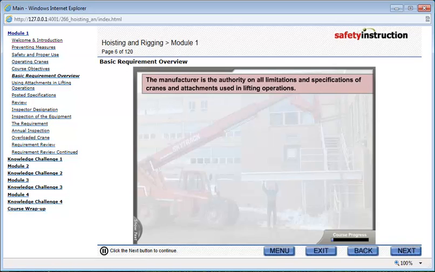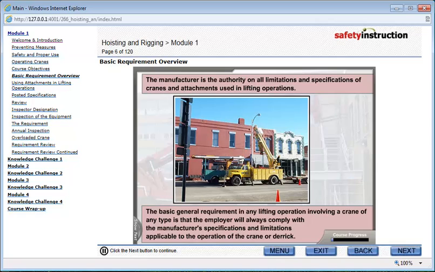The manufacturer is the authority on all limitations and specifications of cranes and attachments used in lifting operations. The basic general requirement in any lifting operation involving a crane of any type is that the employer will always comply with the manufacturer's specifications and limitations applicable to the operation of the crane or derrick.